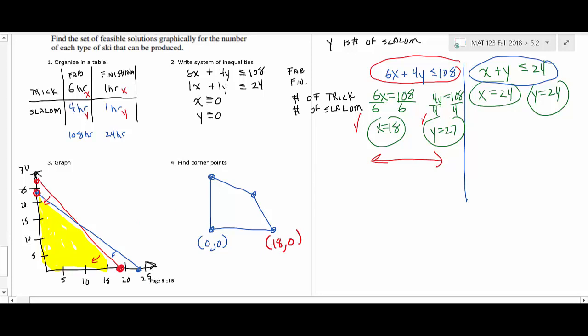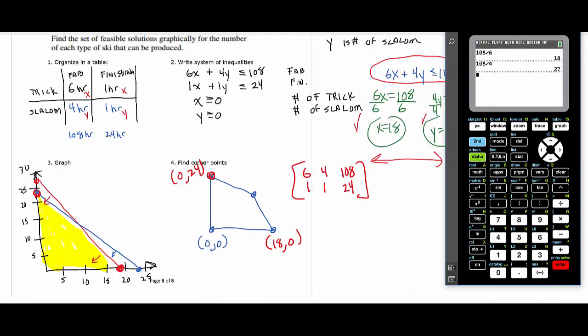Then you got this corner point here. That corner point there was up 24. So that one's 0, 24. You just look at your graph and get those, all right? Now to get this corner point, you need to do a matrix because it's the intersection of these two equations. So your equation would be 6, 4, 108. The other one would be 1, 1, 24. So you got to put that in your calculator to get that corner point intersection like that.